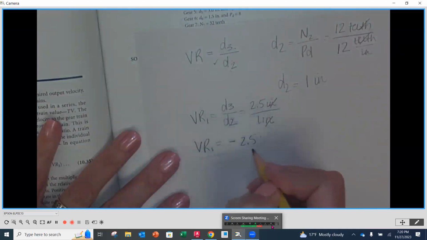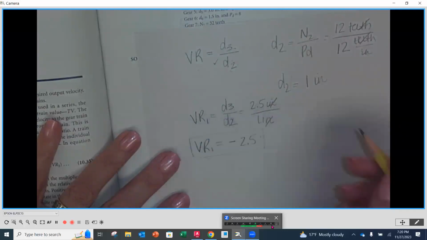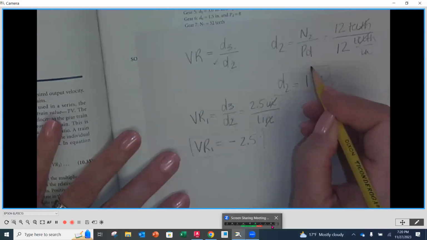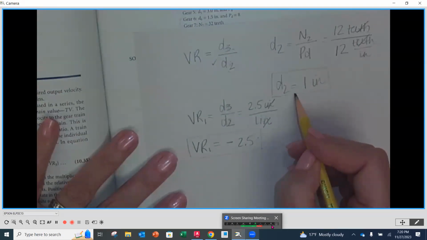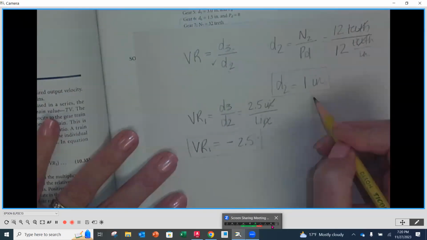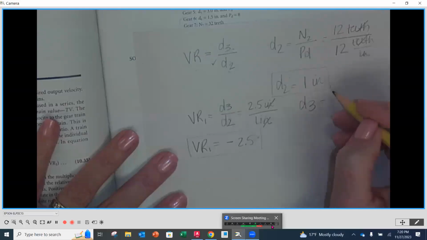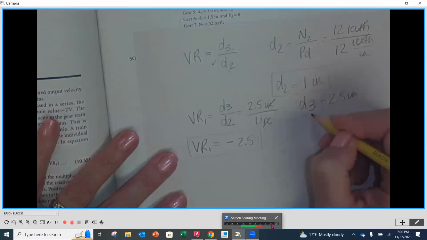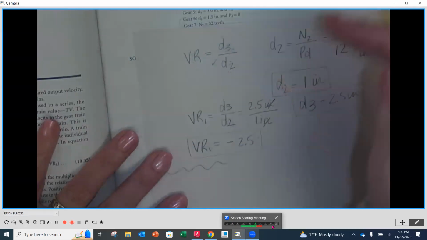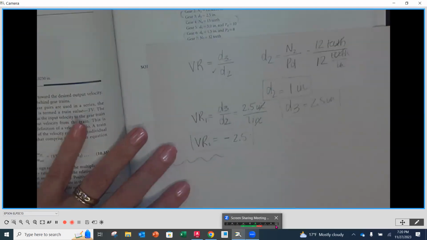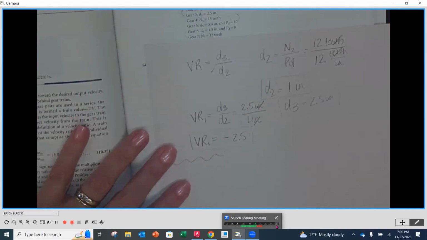So let's just keep this on the side. This is our velocity ratio. And then we also want to keep this on the side because we need to know what the pitch diameter is. We also need to know that D3 is equal to 2.5 inches because we're going to use that for our center distance. So that's our first set figured out. We've got the velocity ratio and then the diameter for each one of the gears.